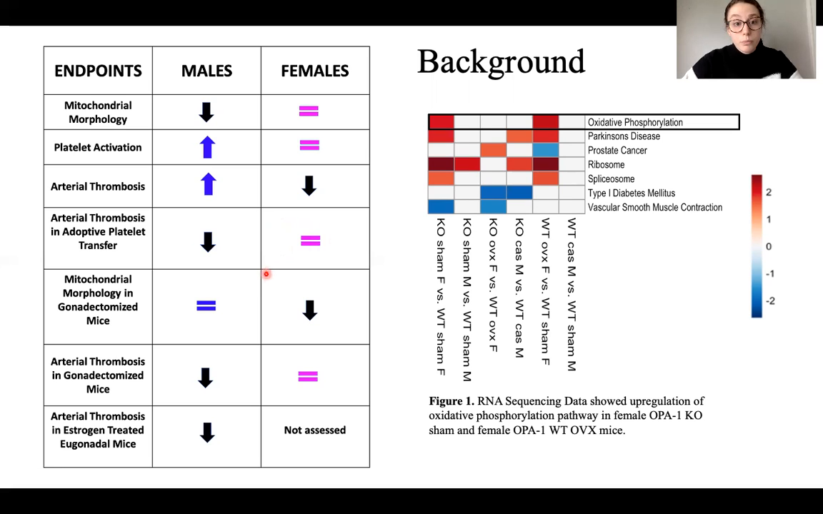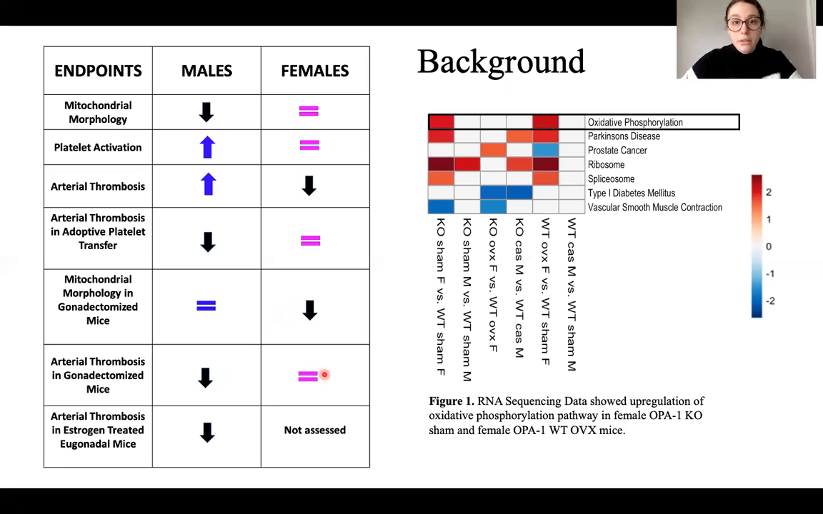So we then went ahead and performed gonadectomies to look at this further. We removed the testes from our male mice and we removed the ovaries from our female mice. In terms of mitochondrial morphology, gonadectomized males did not show any significant changes. However, we saw compromised cristae morphology in our gonadectomized females. Again, we looked at arterial thrombosis, and in our gonadectomized males, we saw increased time to form a blood clot. However, we saw no significant change in arterial thrombosis in our female mice.